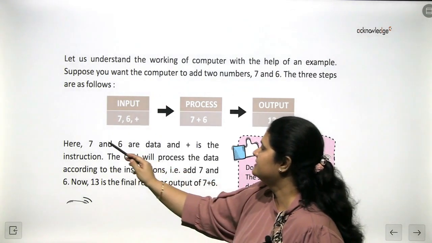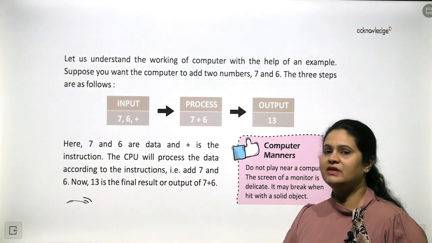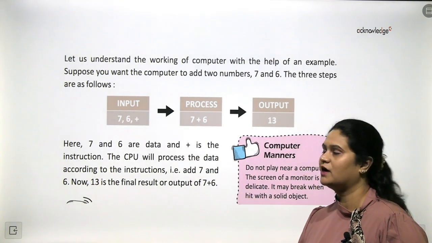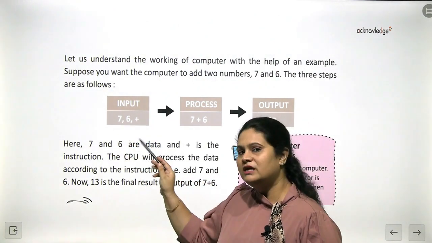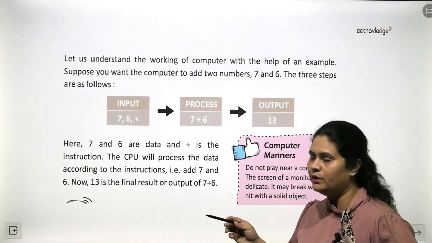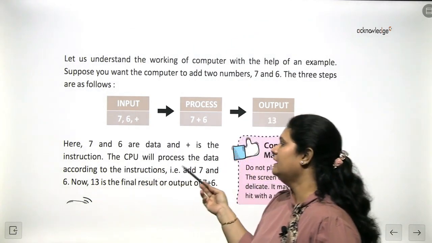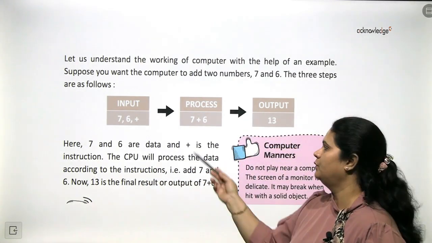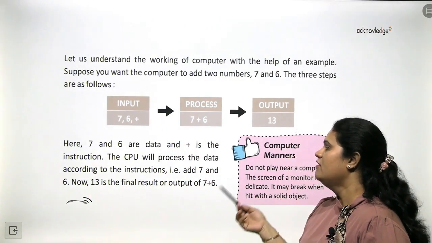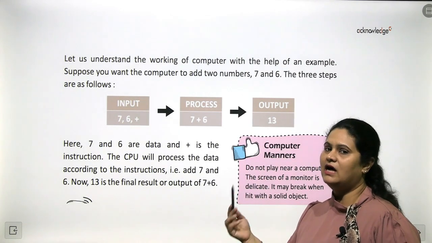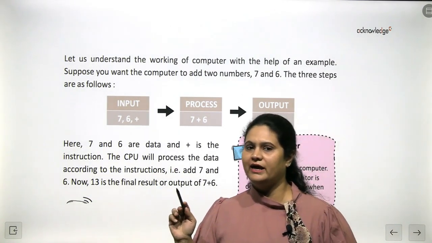Now here 7 and 6 are data and plus is the instruction that we are giving to the computer that we need to add these two digits. What the CPU will do is it will process this data according to the instruction that we have given it, that we need to add it, and it will add and give us the final result or the output, that is 13. Correct? Is it okay?